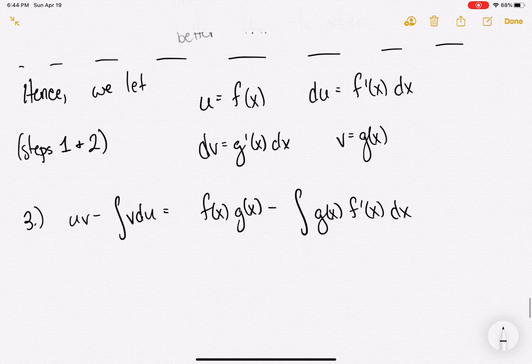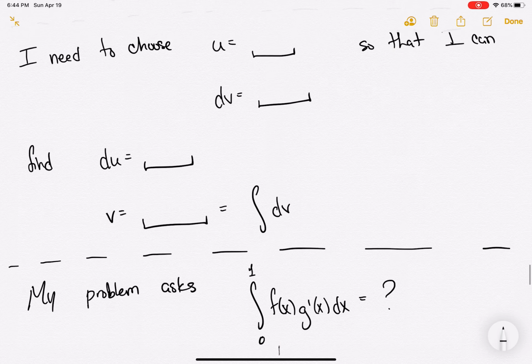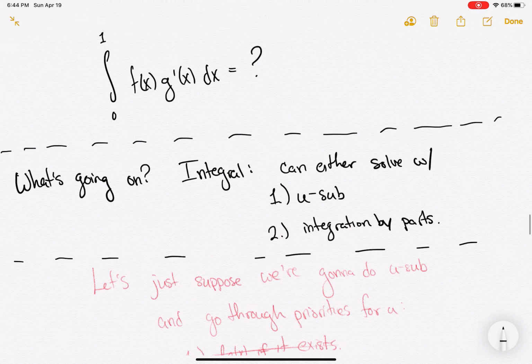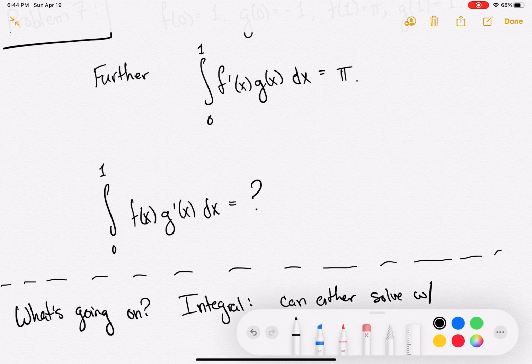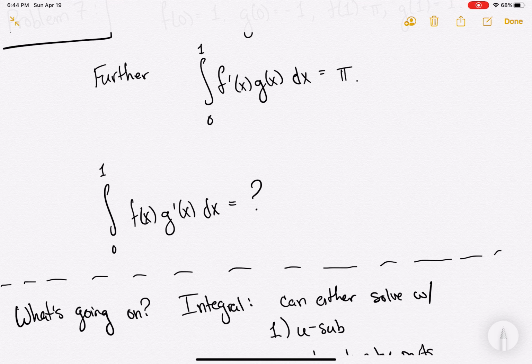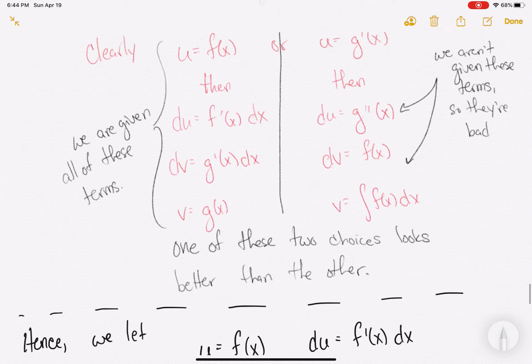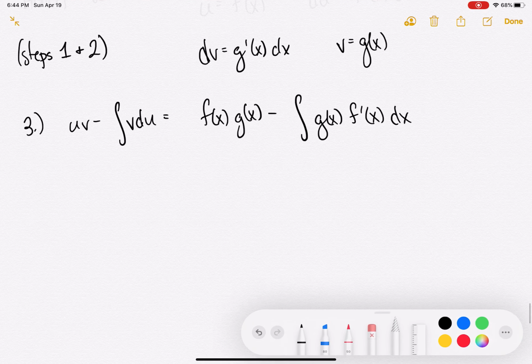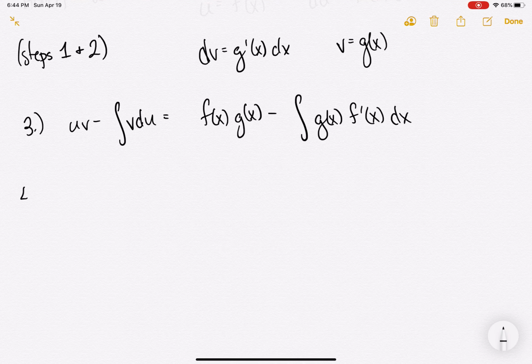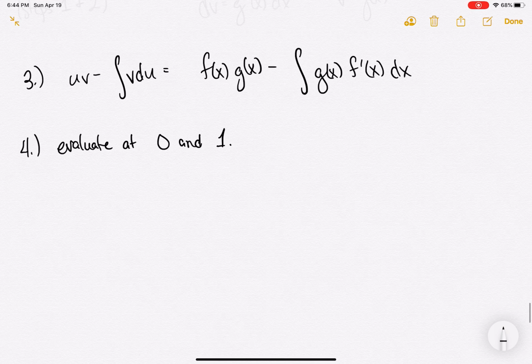Well, you'll remember, where were we evaluating things originally? We were evaluating at 0 and 1. Evaluate at 0 and 1. So we do that here. Step 4, evaluate at 0 and 1. So what do we get? We get f of 1, g of 1, minus the integral.